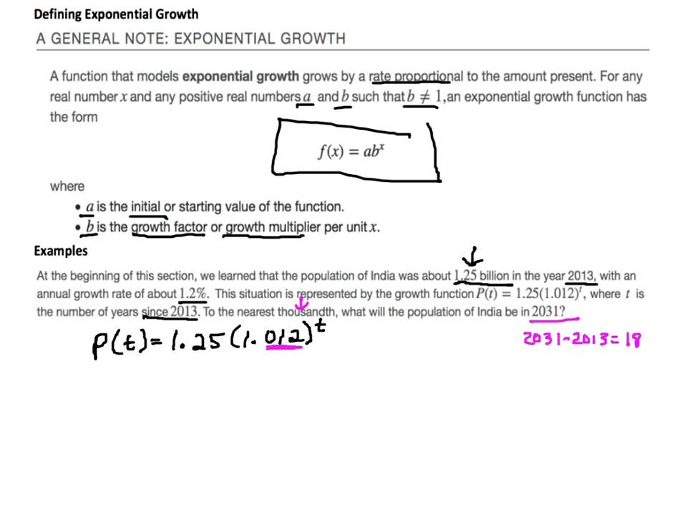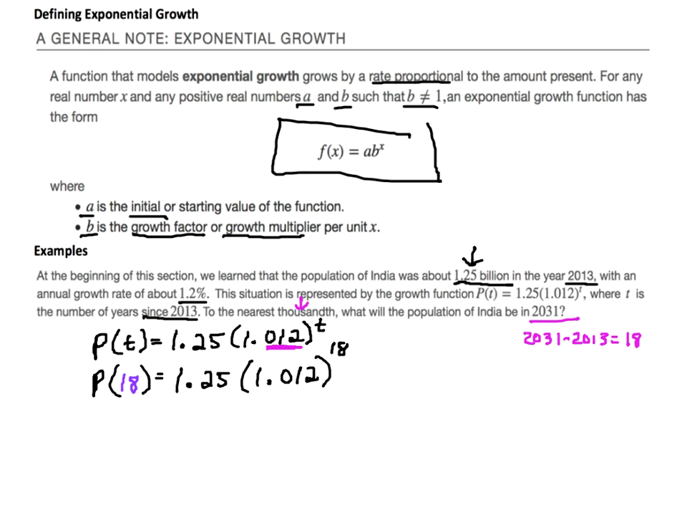So if I want to find the population in 2031, I want to plug in 18 wherever I see t in this population function, because it's been 18 years since 2013 if I'm looking at 2031. So I've got my initial 1.25 billion, and I multiply that by my growth factor of 1.2%, raised to the 18th power.